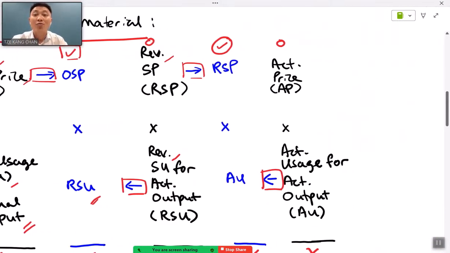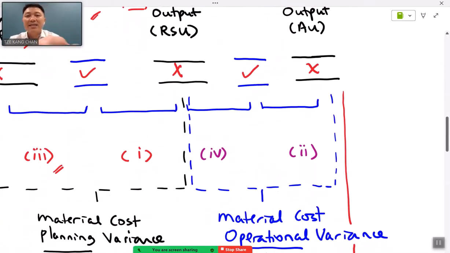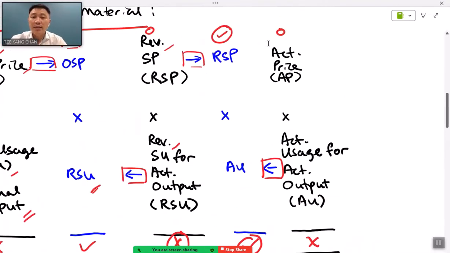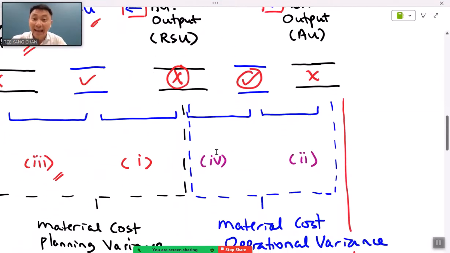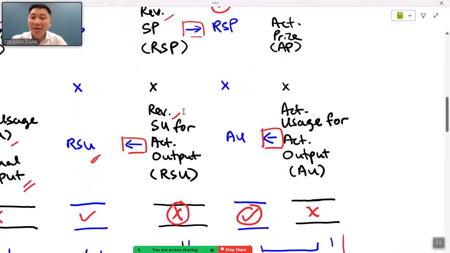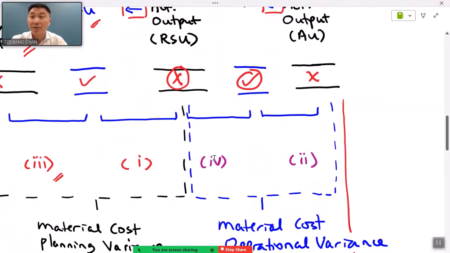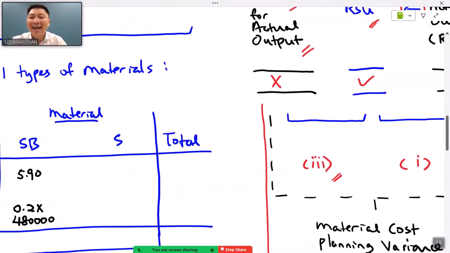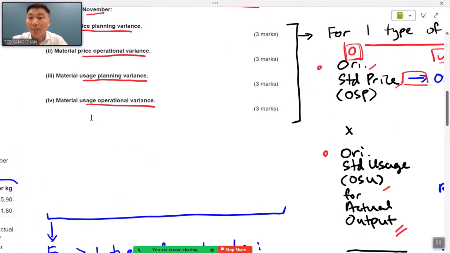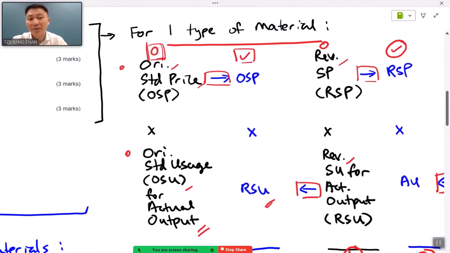Let's take a look at the right-hand side of this template. By taking the middle column, comparing to the right-hand side, the column 4, the differences in this value will give rise to the comparisons between the revised standard usage and actual usage. These are therefore again the usage variances, but after revising, the differences must refer to operational variance. That is referring to item 4, material usage operational variance.